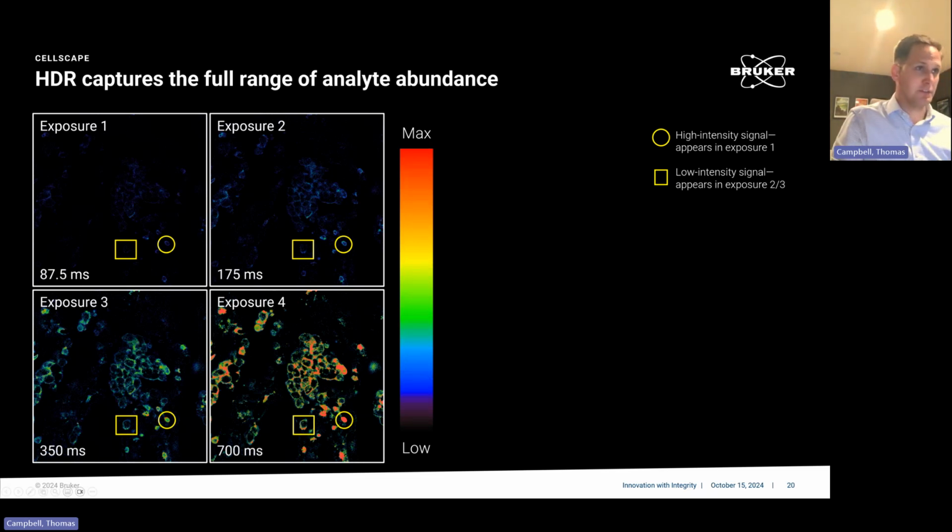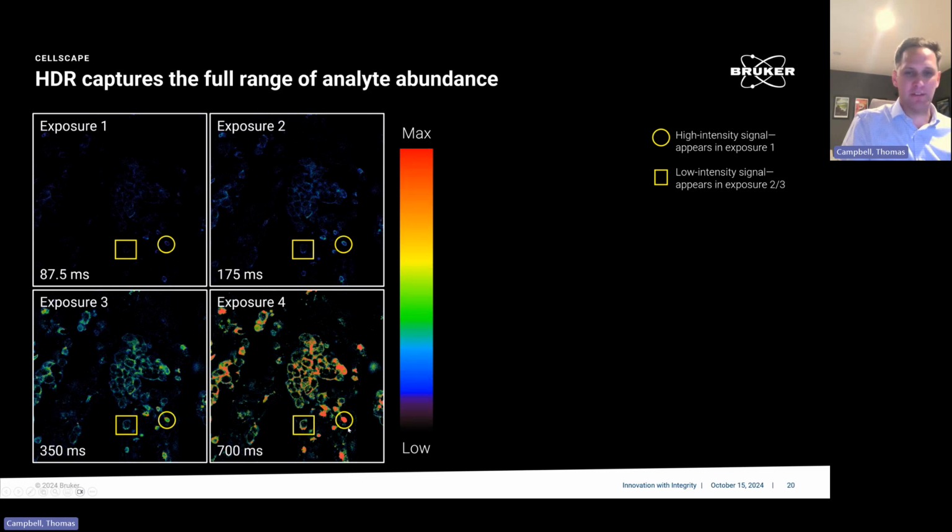And we've highlighted two cells. We have a high intensity cell highlighted by this circle, and we have a relatively low intensity cell that's highlighted by this square. And what you'll see is that at these lower, shorter exposure times, we can nicely detect and quantify this high intensity cell. But you don't see much, if any, signal from these low intensity cells. As you increase the exposure time, you start to detect this lower intensity cell, but you start to saturate some of the signal on the high intensity cell.